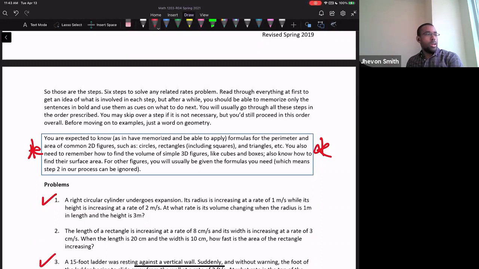If it's a prism, like a 3D thing that has a shape that's propagated along an axis, I expect you to know the volume is the area of the base times the height. That's why the volume of a box is the area of the base, length times width, times the height.